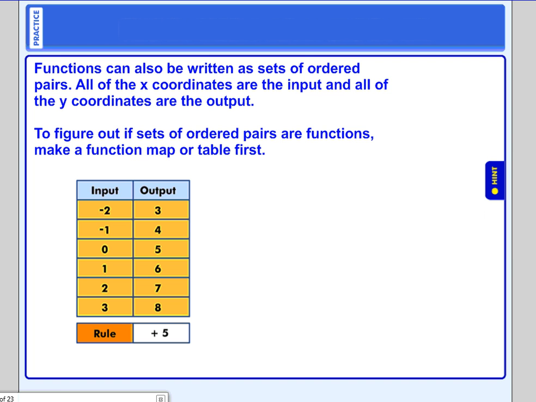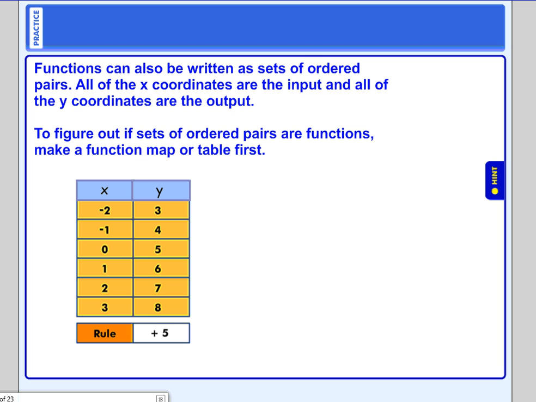So when you look at a function table, we can also write functions as sets of ordered pairs. Remember, ordered pairs you remember from doing coordinate grids where you go x, y. All of the x coordinates are the input. So if you looked at a function table and you thought of the input as the x coordinate, and you would think of all the outputs as the y-coordinate, you can make a set of ordered pairs.